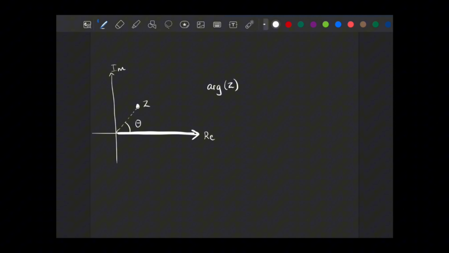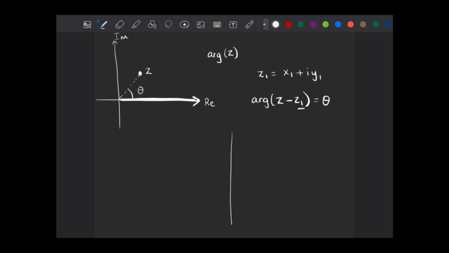So given some complex number z1, the locus of points that satisfy arg(z minus z1) equals theta describes a half line from this point z1, which makes an angle theta with a line that's parallel to the positive real axis. Let me explain what I mean by that.